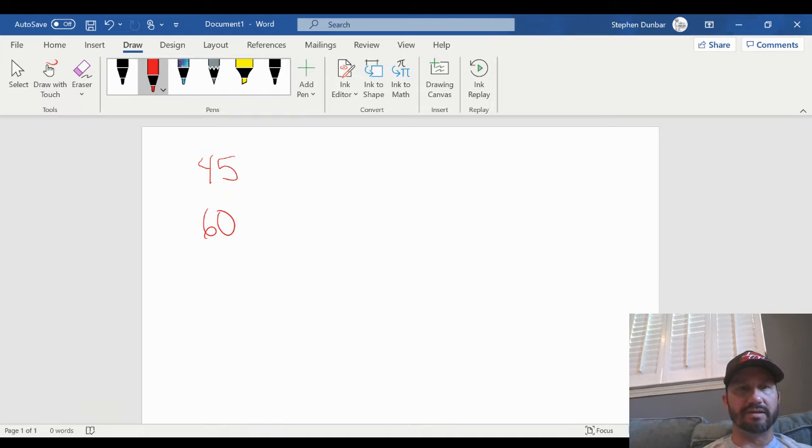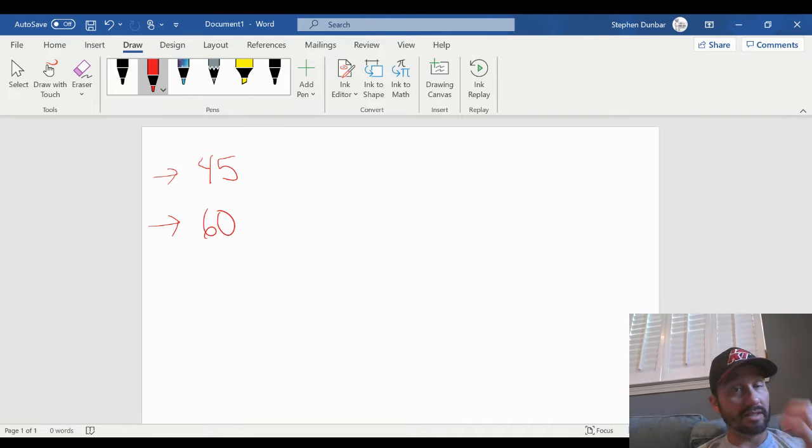A factor are numbers that are multiplied together to equal a number, and common means 45 and 60 would both have them, and the greatest, you're looking for the largest one. I'm going to show you two different ways to find the greatest common factor. Some of these you're just going to be able to look at and know, but I'm going to show you different ways to do it. One is the listing method.